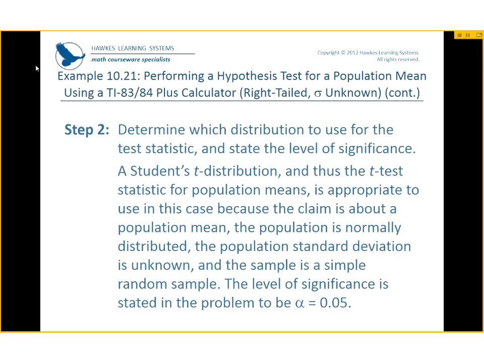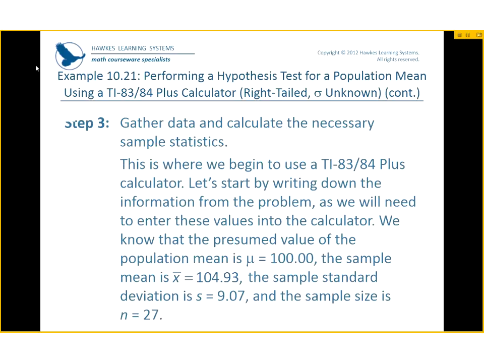Now we're going to determine which distribution to use for the test statistic and state the level of significance. A student's t distribution, and therefore the t-test statistic for population means, is appropriate to use in this case because the population is normally distributed and the population standard deviation is unknown. The sample is a simple random sample. The level of significance stated in this problem is alpha equals 0.05. Next, gather the data and calculate the necessary sample statistics.